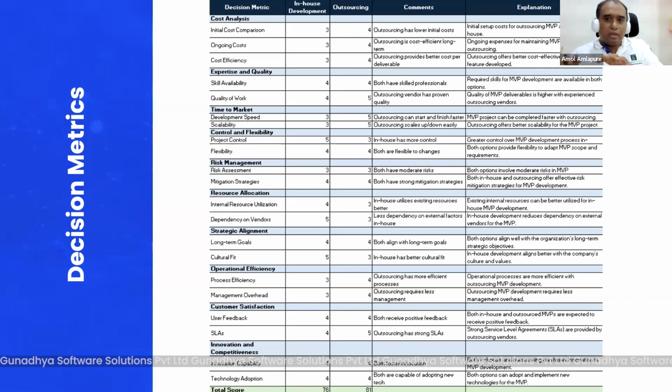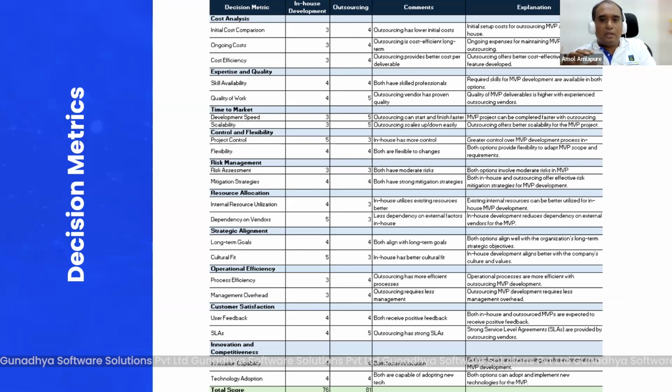I have listed the table where I wanted to take up a scenario and explain it in detail, but I think we are running out of time. So I'll quickly cover it. This particular example is a hypothetical example with MVP development. Let's look at a few points so that we understand how to rate it. Let's start with the cost analysis itself.